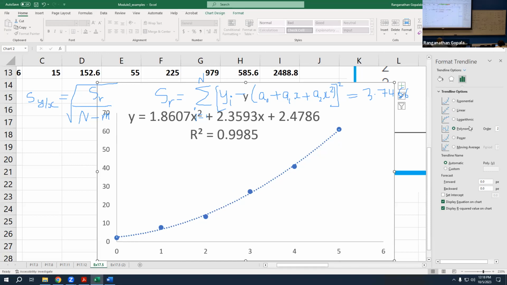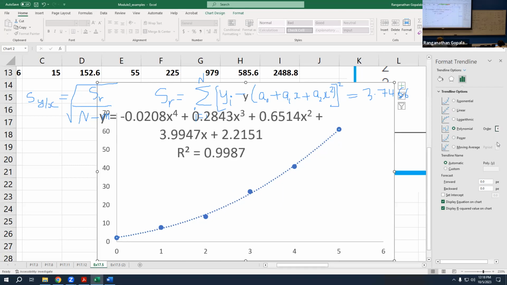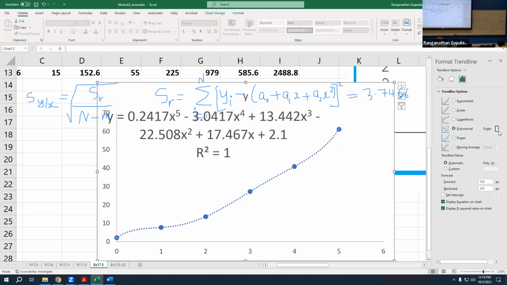But why stop at 2? Why can't we do a third order polynomial, which still looks even better? Or why not look at a fourth order polynomial or fifth? So something happened between 4 and 5. What's the problem with this fifth order polynomial?